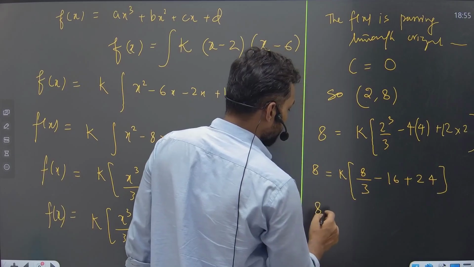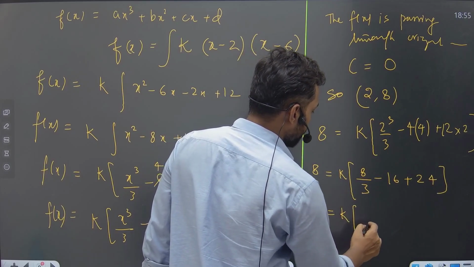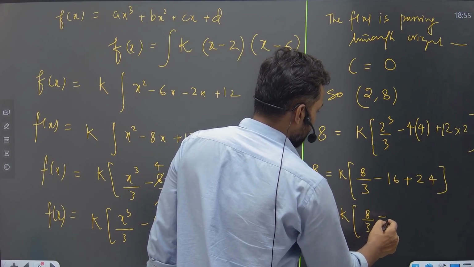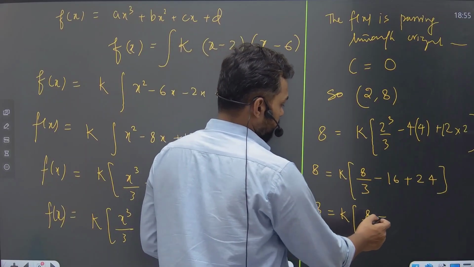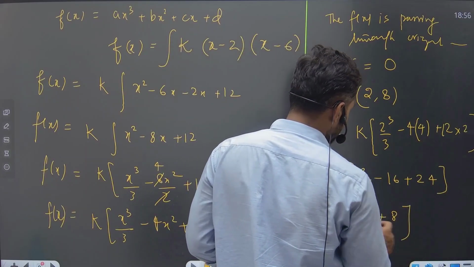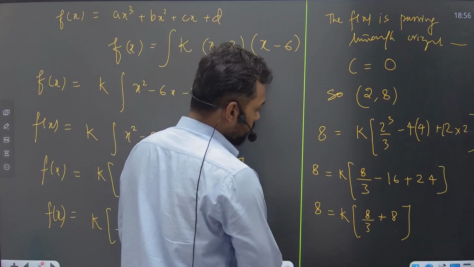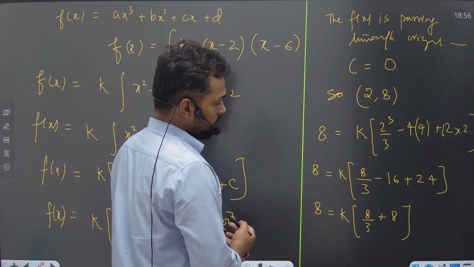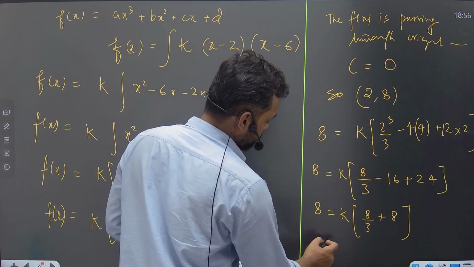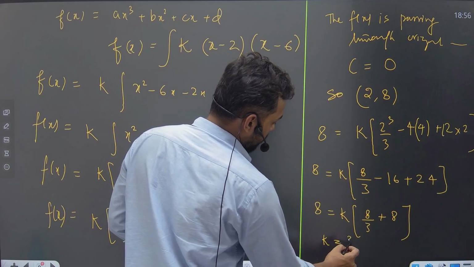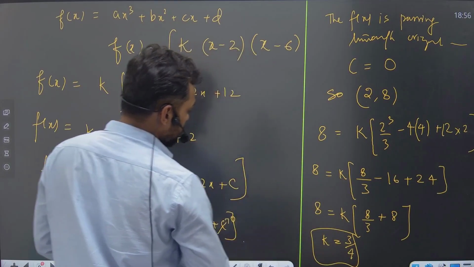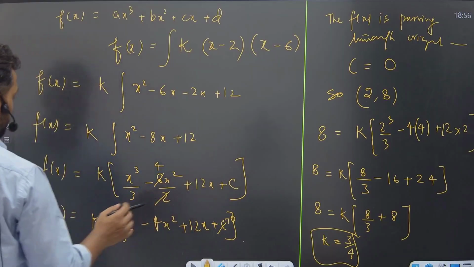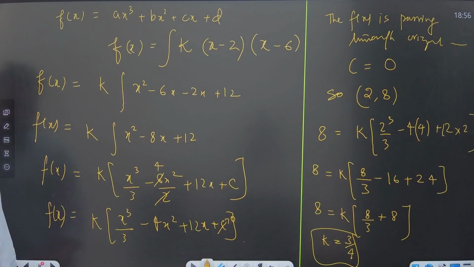Okay, so what we'll get here is 8 equals k times (8/3 negative plus 8). So from here, when we calculate it, what do we get? 3 by 4. When we calculate the value, you'll get 3 by 4, students. Okay, so this is the value of k. So if we plug this value into the original equation, what will the original equation be?